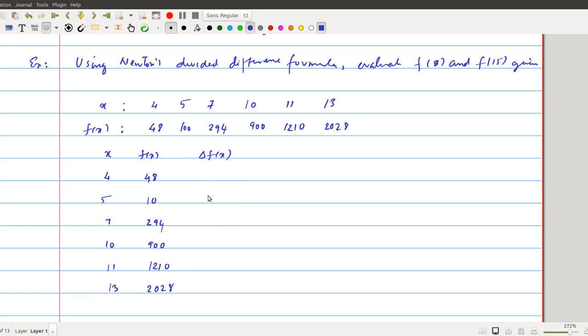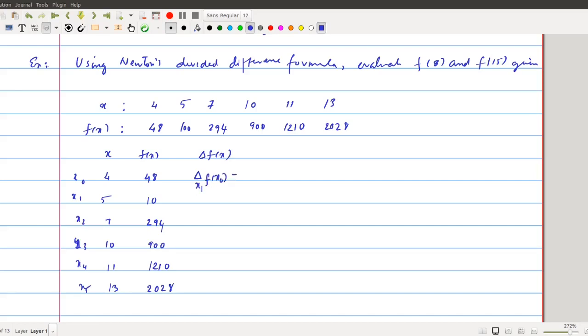What is delta f of x? Here delta f of x is the divided difference, so that is denoted by delta. This is our x0, x1, x2, x3, x4, x5. So this is delta x1 of f of x0.